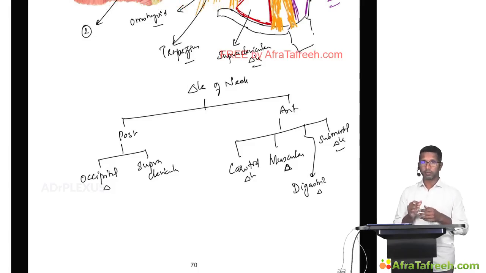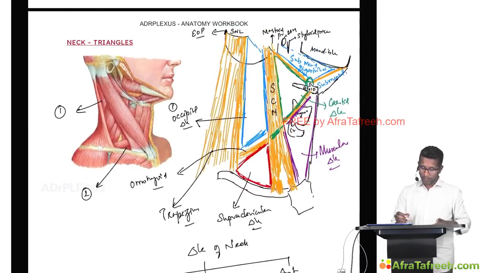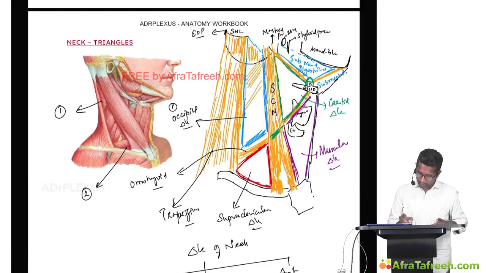Okay, we'll come to the contents, but before that we'll finish the floor of the triangle. If you see the floor of the triangle, here in the occipital region, there are several muscles running. One is called semispinalis capitis, this is splenius capitis, this is levator scapulae, and this muscle you see is the scalenus posterior muscle.